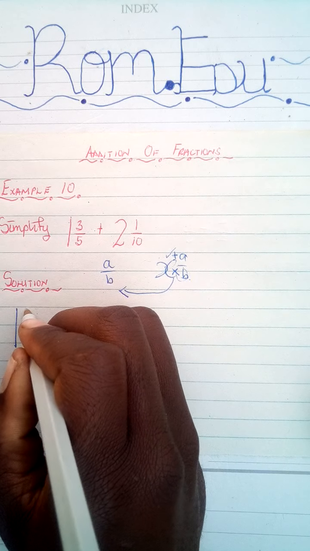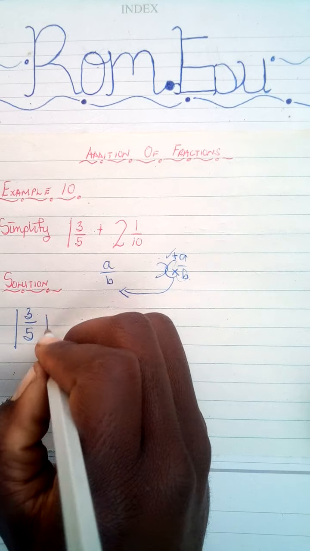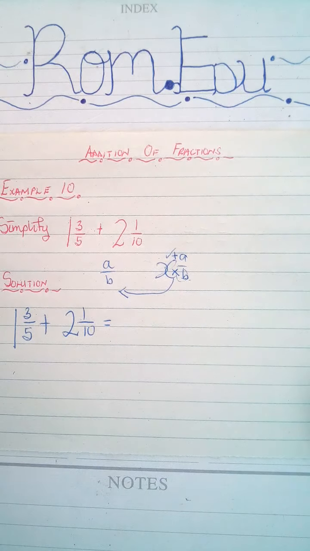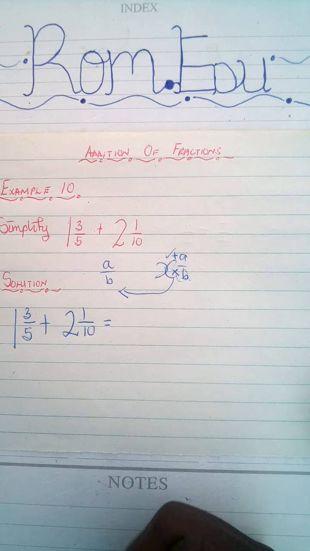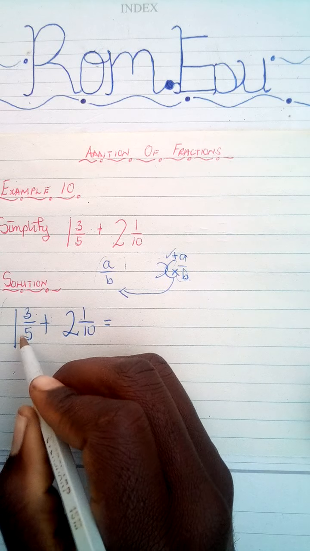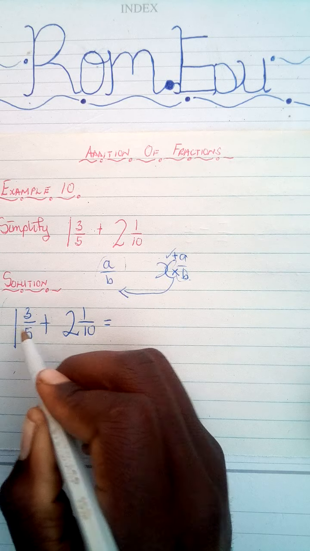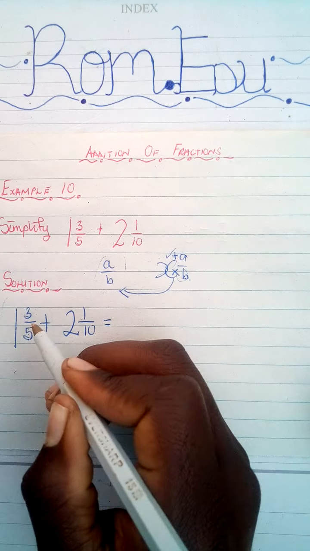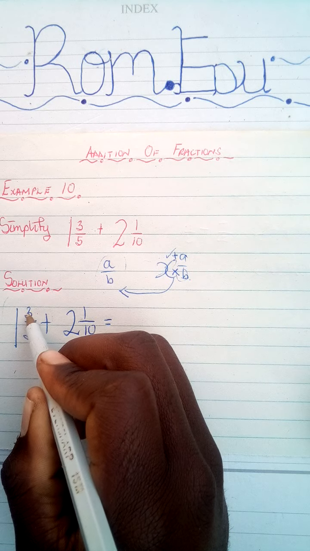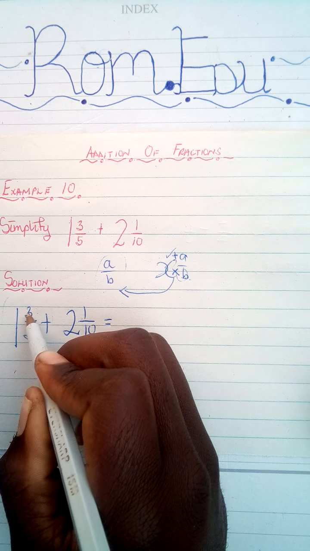I have 3 over 5 here being added to 2 and 1 over 10 here. So now let's change this one into an improper fraction, or into this form. So now I'm going to multiply the denominator by the whole number, 5 times 1, I get 5. Then I add whatever I got here to the numerator. So I add 5 to the numerator.